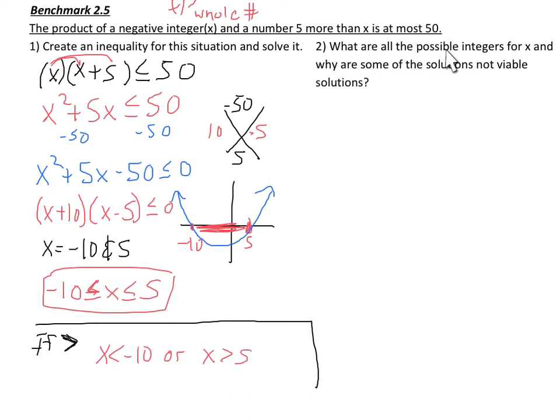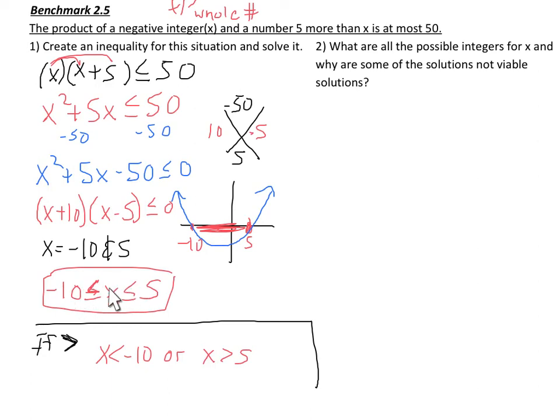So, what are all the possible integers for x? And then why are some not viable is the second part. Well, if you look at this answer and you look at this sentence, the product of a negative integer x is a negative integer. Are all these negative integers? No. I have some positives. Right here, see right here? And would negative 3.6 be okay? No, that's not an integer. That's a number, negative number. Oh, so my possible answers are part of this.